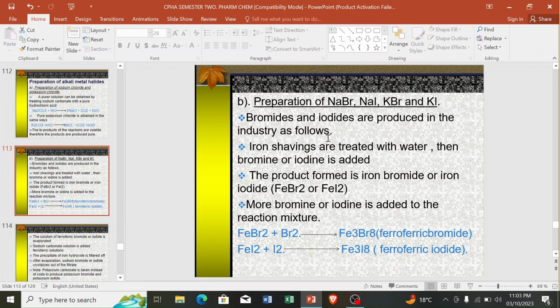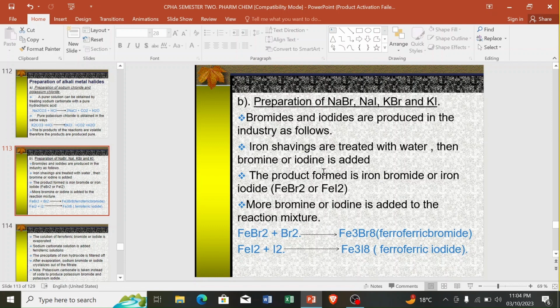So the first statement here says bromides and iodides are produced in the industry as follows. What you need to write down is the first step, that is iron shavings are treated with water. Then bromine or iodine is added. So if we are going with bromine, we go with bromine first. We add bromine and then we add iodine. And then the product formed is iron bromide or iron iodide.